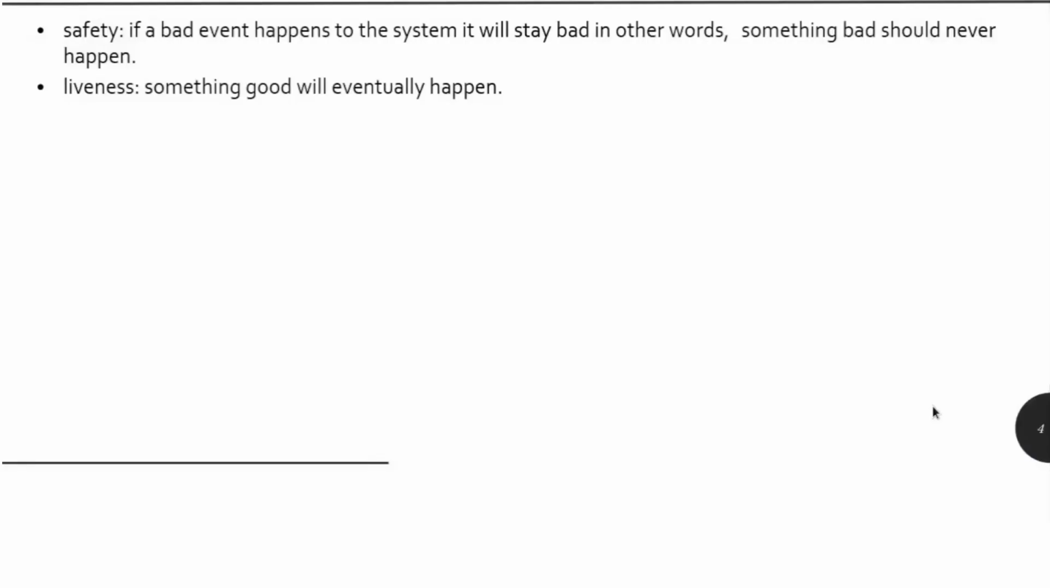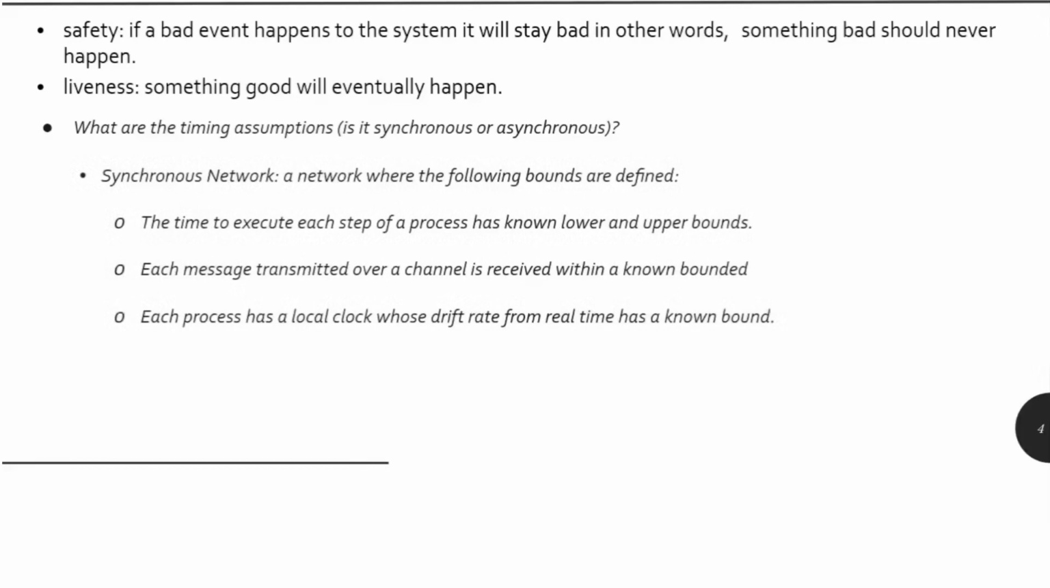The next question that you should ask yourself is, what are the timing assumptions? There are two types of networks: synchronous networks or asynchronous networks. Synchronous networks are networks where the following bounds are defined. You know exactly the time to execute each step of a process, and it has lower and upper bounds. Each message transmitted over a channel is received within a known bound. Each process has a local clock whose drift rate from real time has a known bound.